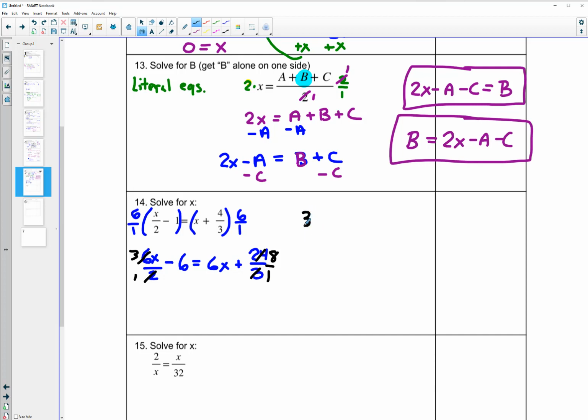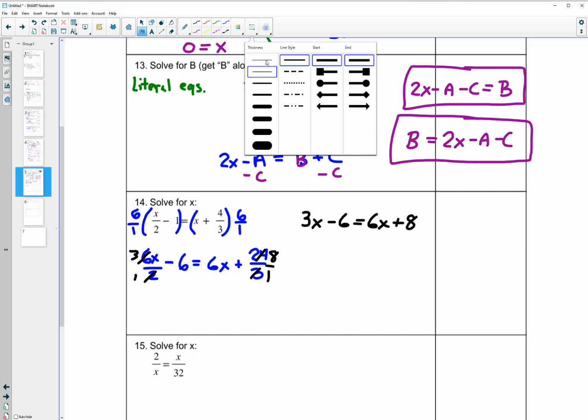So the final version without fractions is 3x. I'm sorry, see, I made a mistake. 3x minus 6 equals 6x plus 8. Okay, this is 8. All right.